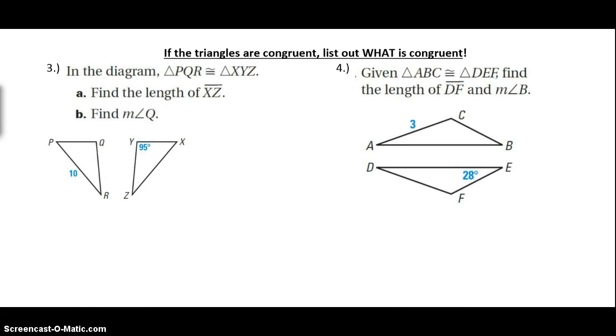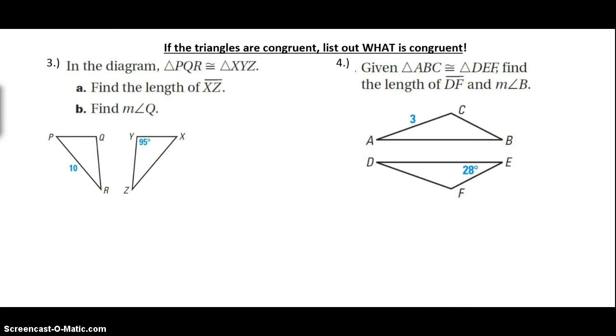So down here, if the triangles are congruent, list out what is congruent. That's a little hint. Okay, this can help you in some of these problems. So in the diagram, this is congruent to this. Find the length of XZ. So let's look at part A. XZ. Well, XZ is what we're looking for here, and we don't know it. But there is something we do know. Look at the congruent statement. Don't look at the picture yet. Look at the congruent statement.